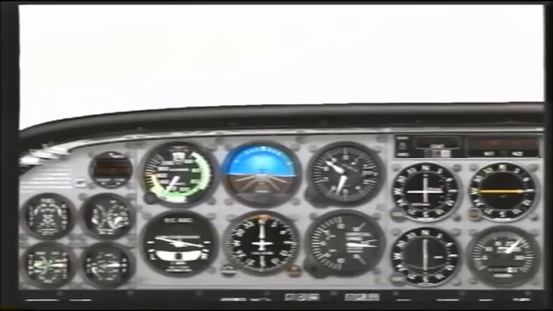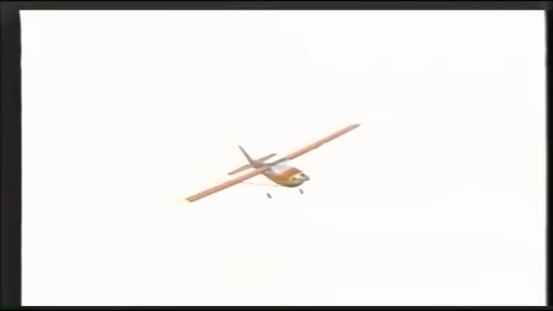ATC warns of altitude and heading deviations. Confused by the conflicting information displayed by the instruments, the pilot focuses on the attitude indicator and directional gyro. ATC issues another warning as the descent continues. Being the pilot in command is not a passive process.